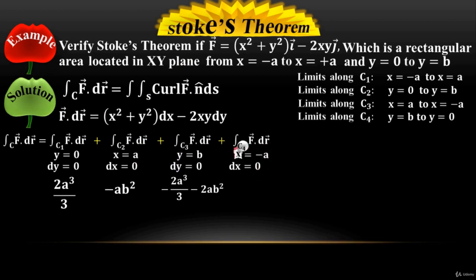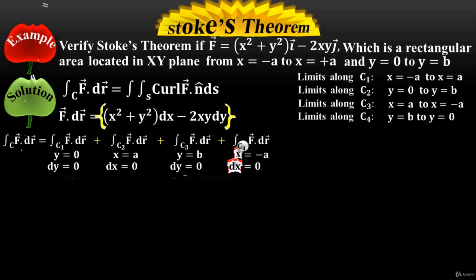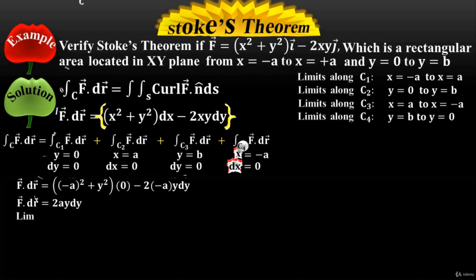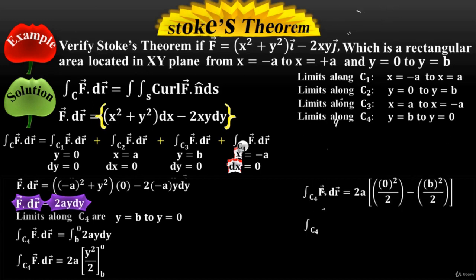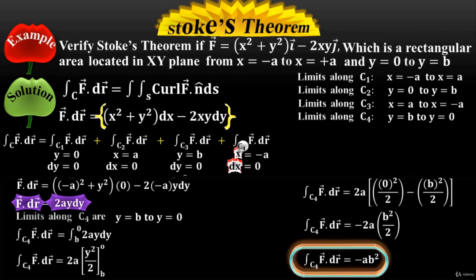Now take C4 where x equals minus a and dx equals 0. Just substitute the value of x equals minus a and dx equals 0 in this equation to have 2ay dy. Limits along C4 are y equals b to y equals 0. Take integration on both sides. Integration of the left side is actually the integration of C4, and integration of the right side has limits from b to 0. Take integration on the right side to have 2ay squared over 2. Put the limit values to have minus a times b squared. This is the final value for C4.